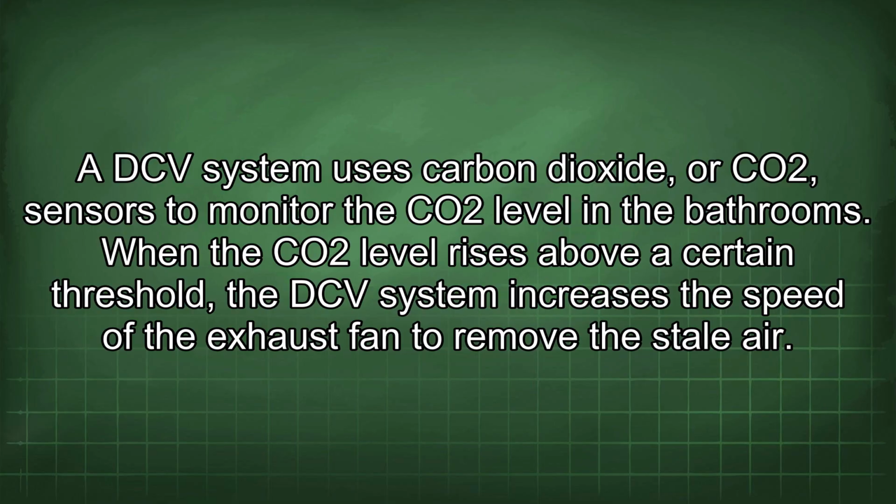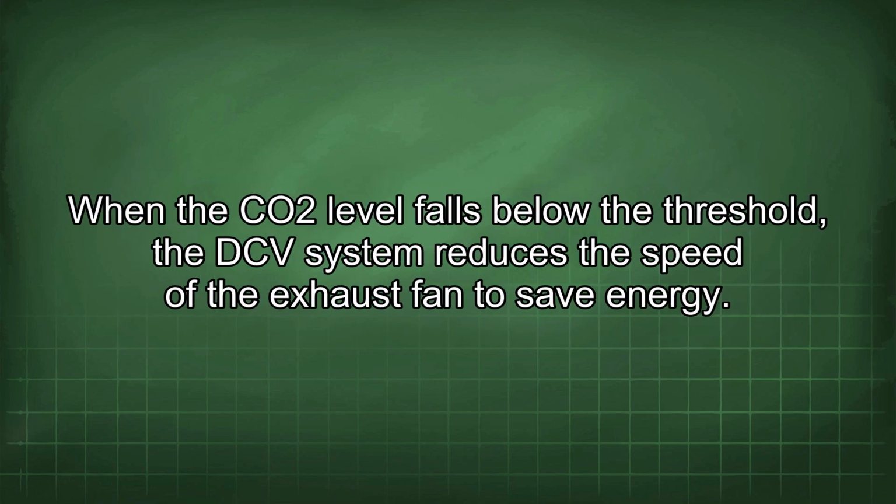When the CO2 level rises above a certain threshold, the DCV system increases the speed of the exhaust fan to remove the stale air. When the CO2 level falls below the threshold, the DCV system reduces the speed of the exhaust fan to save energy.